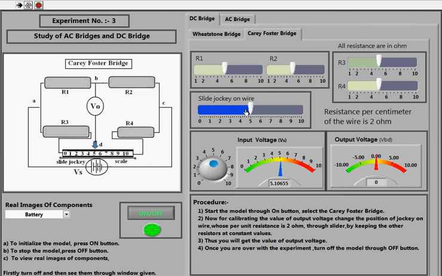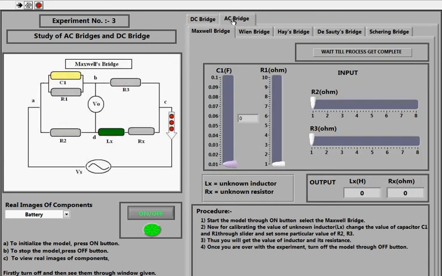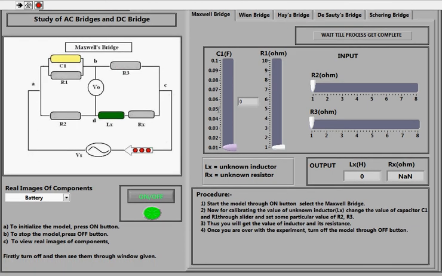Now we move towards the AC bridge. The first AC bridge we are going to deal with is the Maxwell bridge. Here you have to give the values of C1, R1, R2, R3 as input, and correspondingly you will get the value of the unknown inductance of inductor Lx.